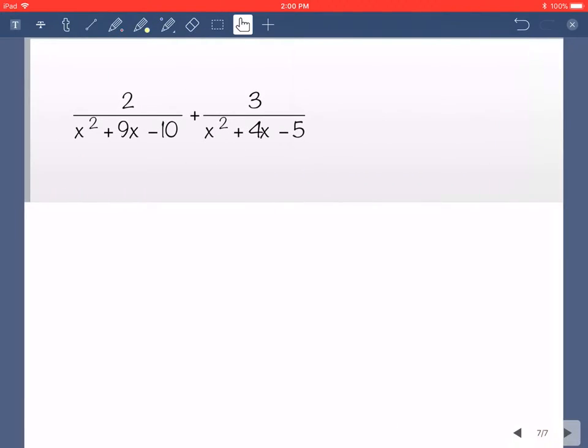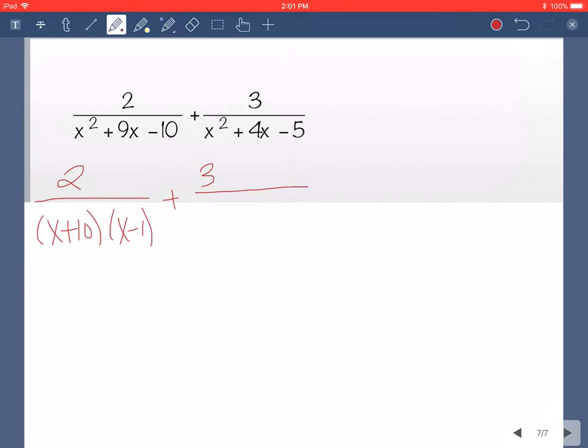Okay, I've got 2 over x squared plus 9x minus 10, plus 3 over x squared plus 4x minus 5. So I don't have a common denominator, which means I need to factor everything. So I can't do anything else to 2 over x squared plus 9x minus 10 factors to be x plus 10, x minus 1, plus 3, I can't do anything else to, over x squared plus 4x minus 5.